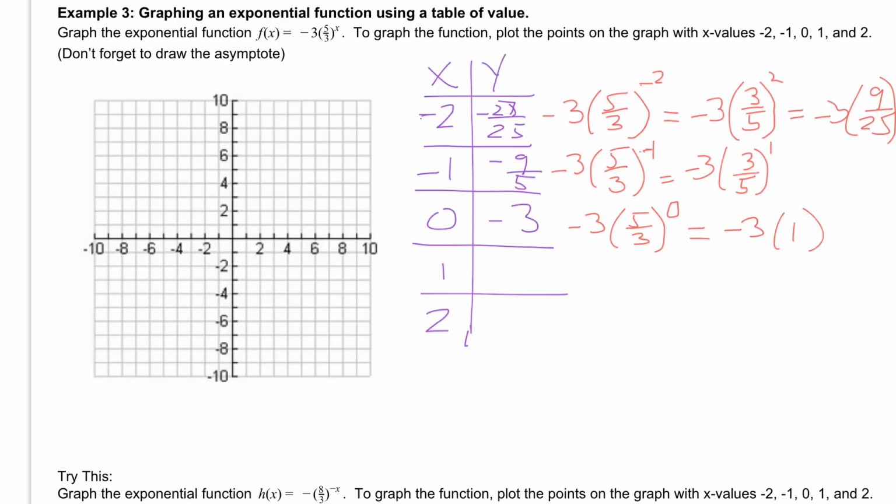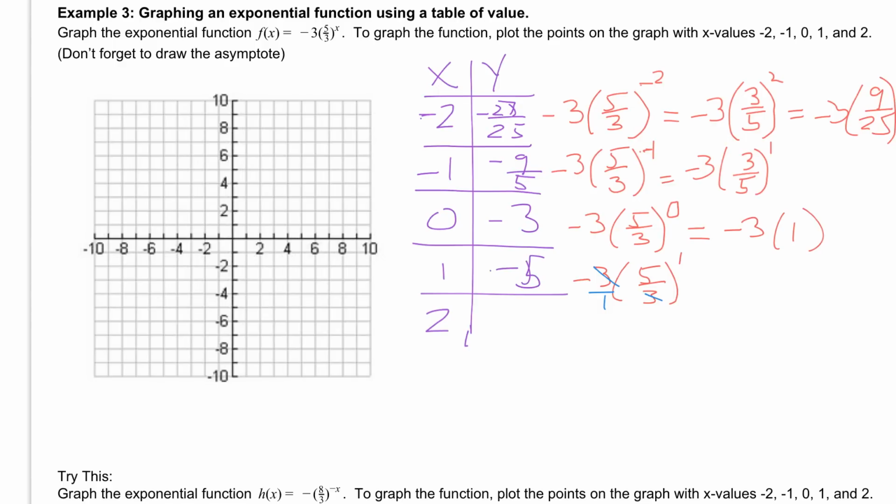And then we're going to plug in 1. So we have negative 3 times 5 over 3 raised to the first power. Well, 5 over 3 to the first is just 5 over 3. And to multiply these, remember, this negative 3 is like negative 3 over 1. So these two are going to cancel out, and I'm left with just negative 5. Then I can fill in my table. This is going to be negative 5.